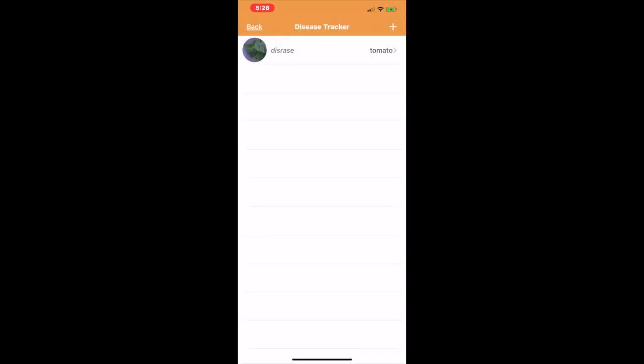Now, let's suppose that a farmer wants to delete this. It's quite simple. All you have to do is swipe and delete it, which makes it a key and easy way for a farmer to keep track of their diseased plants.